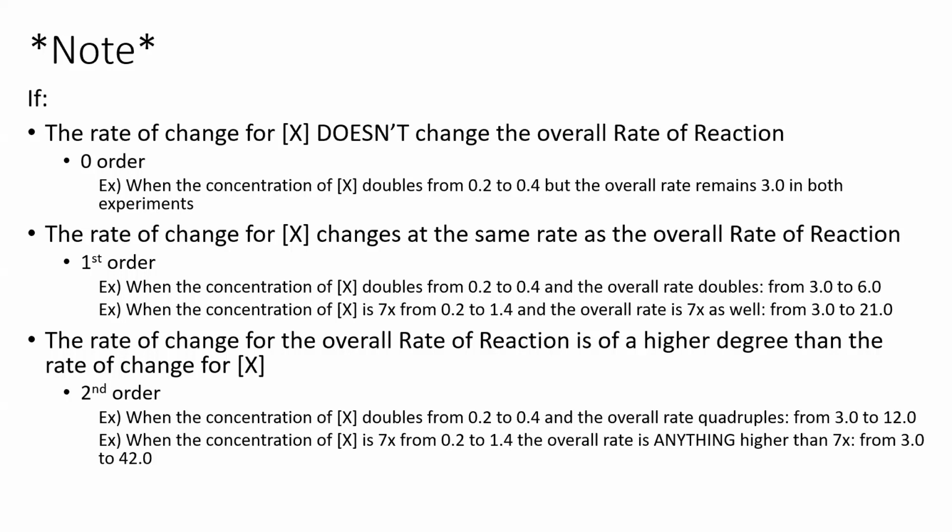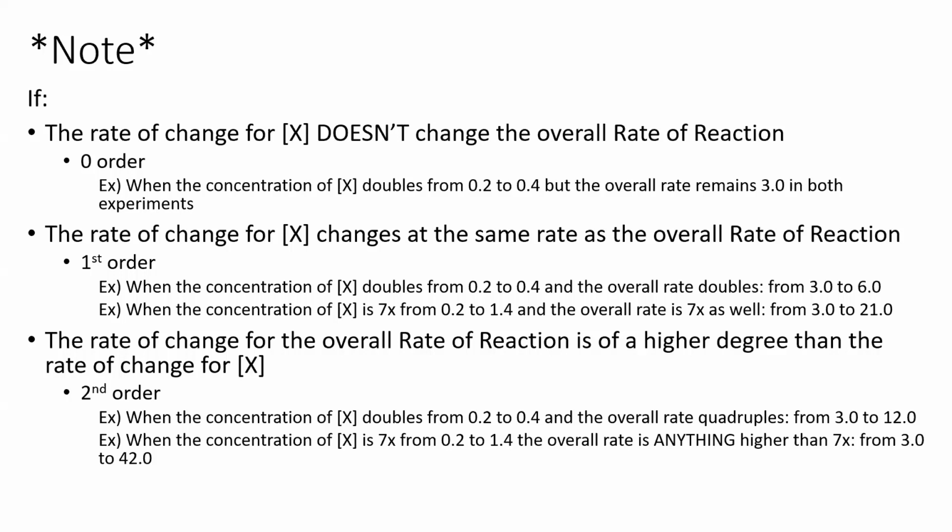So when the concentration of X doubles from 0.2 to 0.4, the overall rate would remain at 3.0. That goes to say that if you were to triple it, 0.2 to 0.6, the rate would remain 3.0. If you did 0.2 to 1.5 or times any multiplicity, you would still be 3.0.